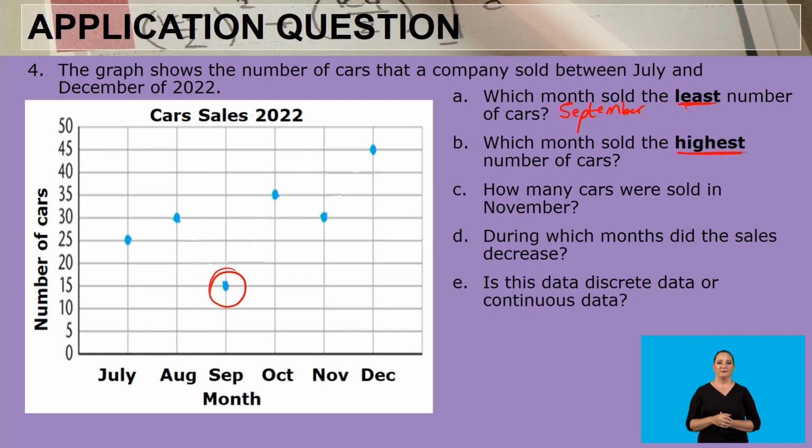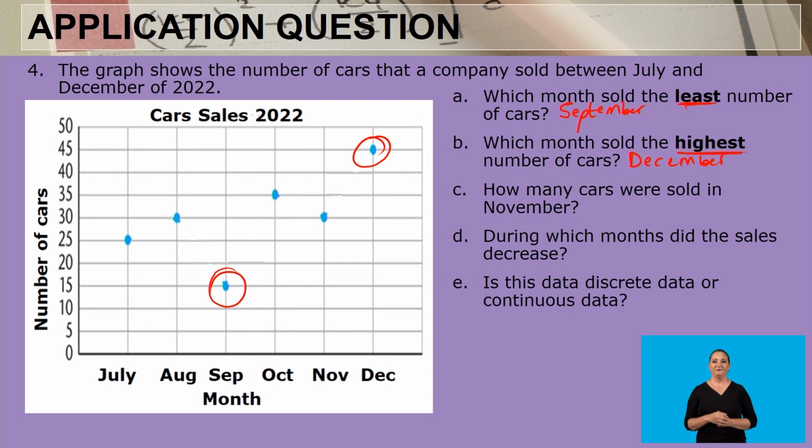The next question there says, which month sold the highest number of car sales? And of course, when we are talking about the highest number of car sales, we are talking about the maximum number of car sales. And which month is that? Yes, it is our December.